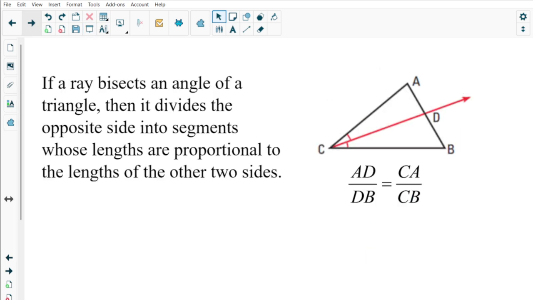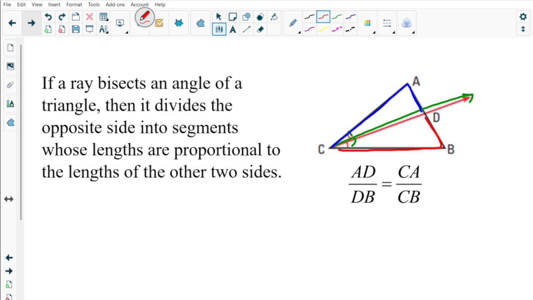Last one, this is the setup that's a little trickier. So let me break down what it says here. If a ray bisects an angle of a triangle, so here comes the ray, it is bisecting the angle, that's what those tick marks are there for, to show that it's a bisector and it makes those pieces the same. Then what it basically does is it divides my triangle into two sections, this section here in blue and then this section here in red.